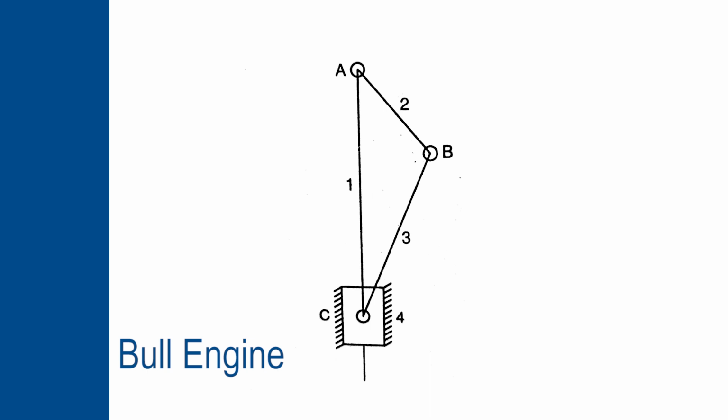Link 4 is made in the form of a cylinder and a plunger fixed to link 1 reciprocates in the cylinder and pumps out the water.